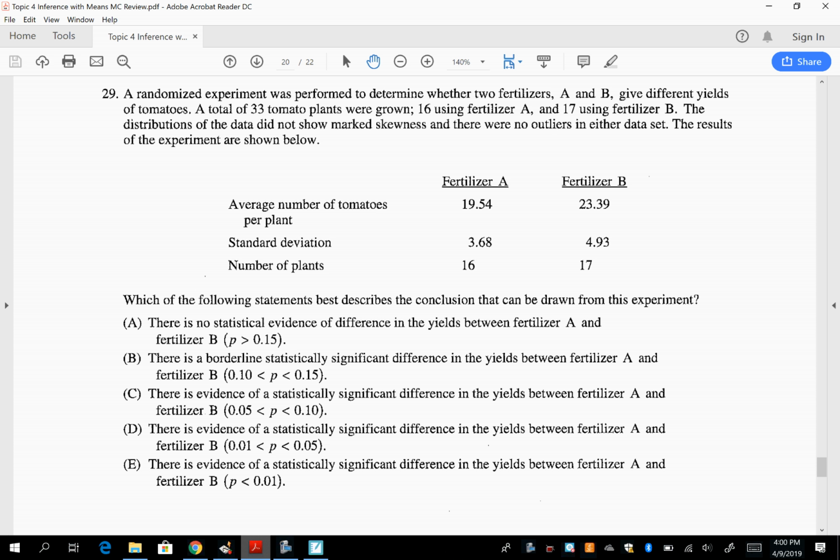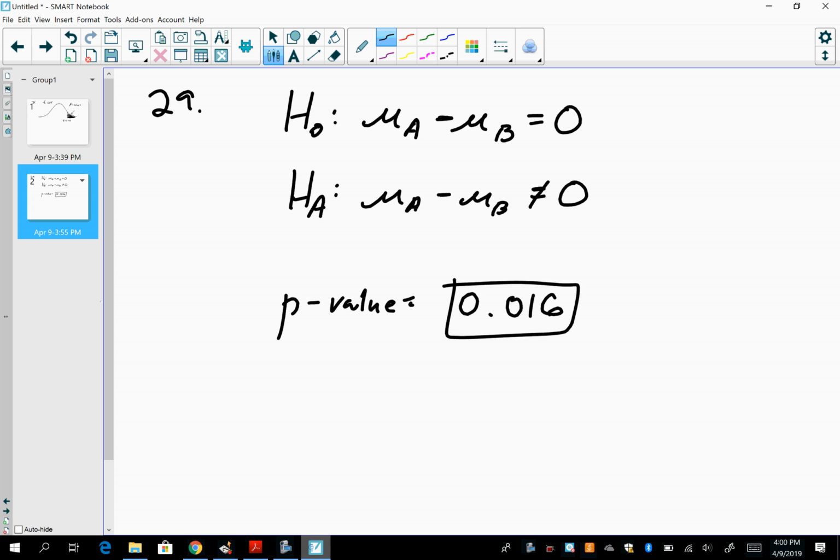Yes. Does everybody see why it's D? Yes, because it's in between that inequality. This one here? Yep.